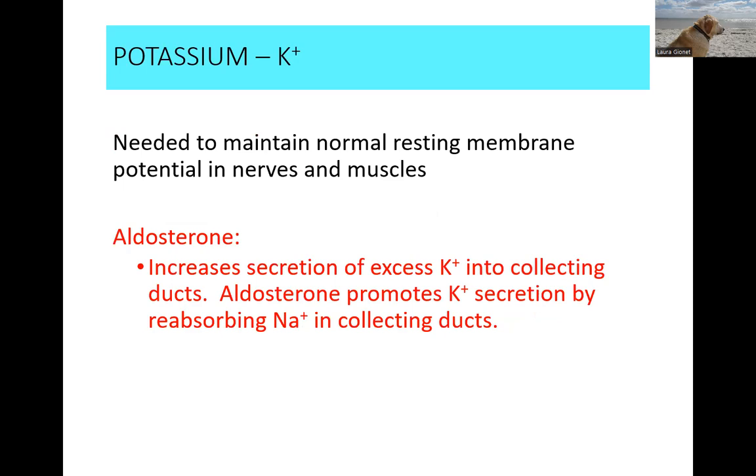Okay, potassium is needed to maintain normal resting membrane potentials in nerves and muscles. Remember, aldosterone may be utilized when we have an excess amount of potassium, so that even though it will cause the kidney to absorb sodium, chloride and water, and maybe increase blood pressure, at least we're getting rid of potassium, because changing potassium levels can produce a lot of cardiac irritability, and it affects the appearance of your EKGs.